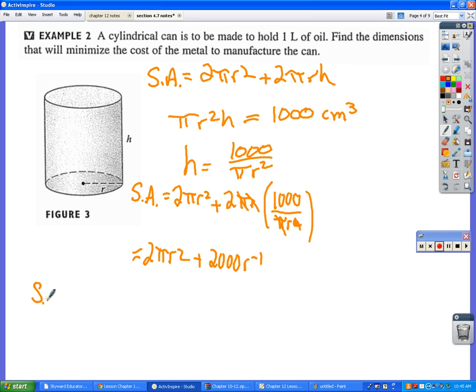Yeah, now we're going to have to use the power rule. All right, everybody caught up? That's the negative 1 power because it was on the bottom, but I don't want to use the quotient rule, right at the top. So what's the derivative of 2 pi r squared? 4 pi r. What's the derivative of 2,000 r to the negative 1?